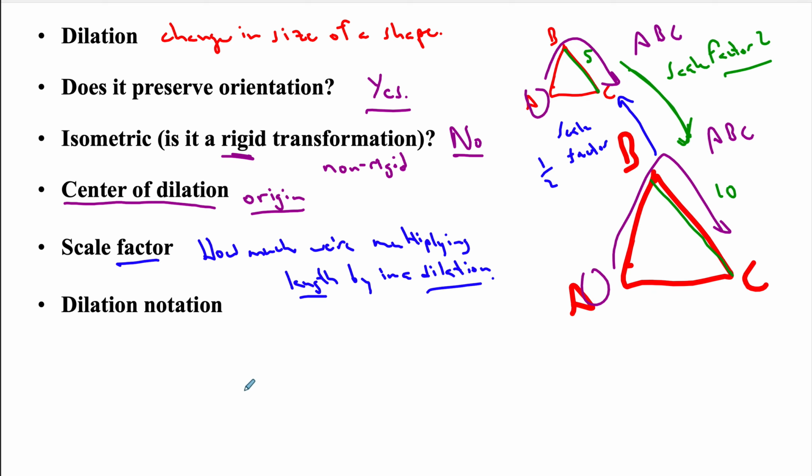Now, dilation notation, I told you this is where dilation often messes people up. We think of these as size transformations. It's going to be S of K, where K is the scale factor. So S of 3 would mean the scale factor is 3. What we're multiplying by is 3. So let's take a look at some examples.